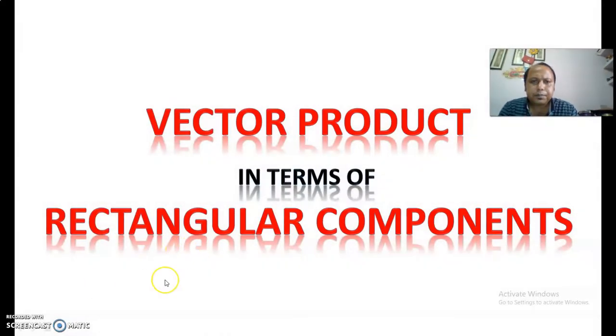So A cross B, the vector product, is given in terms of the product of the magnitude of A, the magnitude of B, and the sine of the angle between them, and their direction is given by n cap. Now let us see how the cross product can be represented in terms of the rectangular components of vector A and vector B. So let us see how it is done. Vector product in terms of rectangular components.